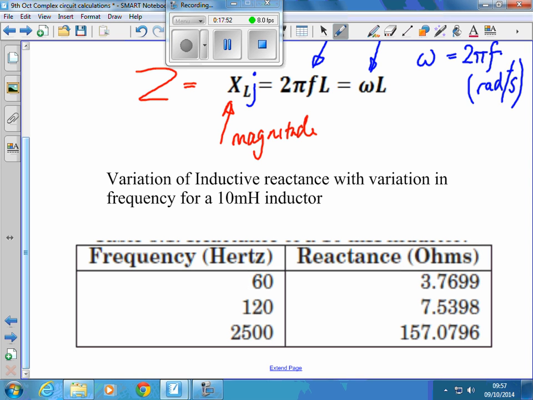Although there's a lot of maths in this, try and get an understanding of the underlying electrical principles of what happens when we change things in AC circuits. So as we increase frequency with an inductor, we increase its impedance in the circuit, and therefore the current falls.